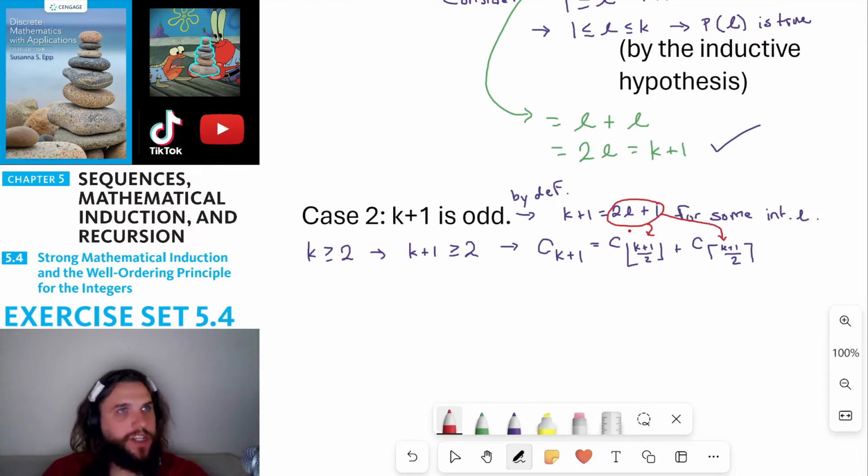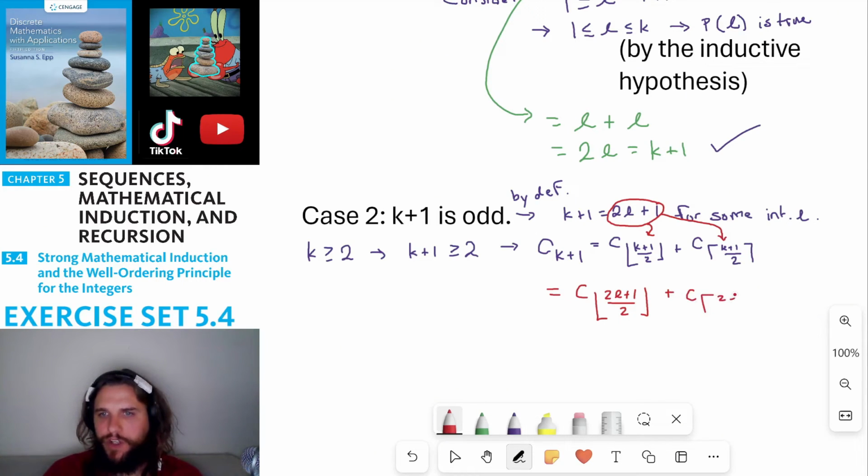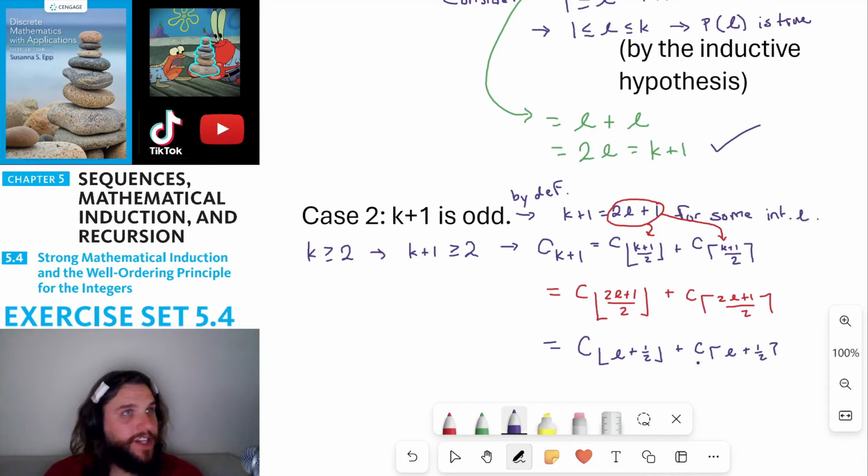So just like we did in case 1, we're going to substitute 2L plus 1 into the numerators of these fractions here. So this is equal to C sub the floor of 2L plus 1 over 2 plus C sub the ceiling of 2L plus 1 over 2. Now we can rewrite this as C sub the floor of L plus 1/2 plus C sub the ceiling of L plus 1/2. L is an integer.